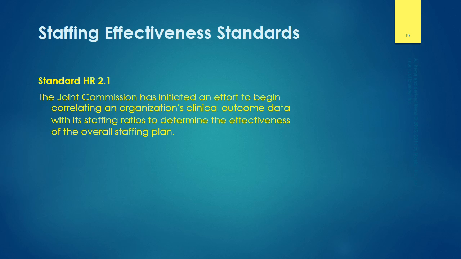The Staffing Effectiveness Standard from the Joint Commission is Standard HR 2.1. The Joint Commission has initiated an effort to begin correlating an organization's clinical outcome data with its staffing ratios to determine the effectiveness of the overall staffing plan.